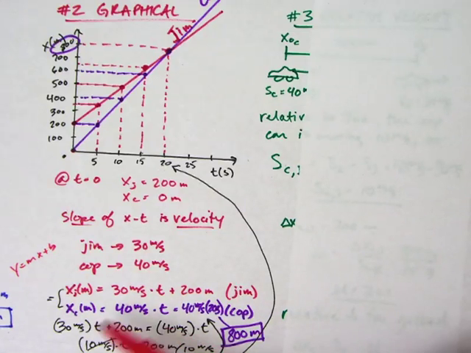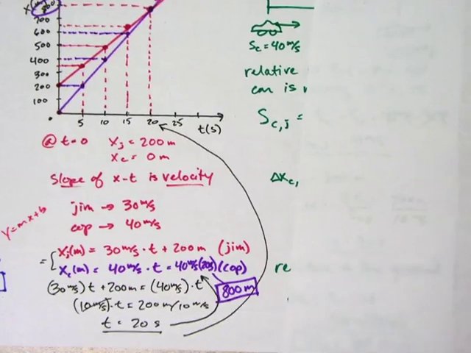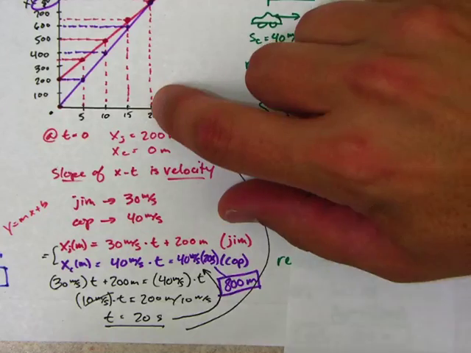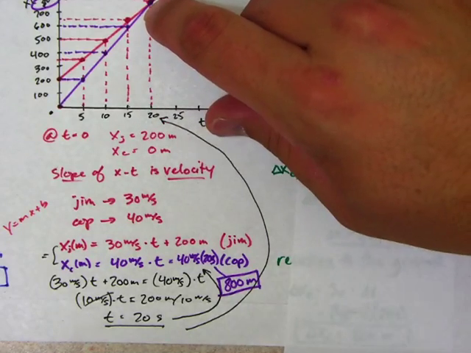Now notice this algebra is a little bit easier than what we did with the substitution. Sometimes using a graphical approach can give you a little bit of an easier bit of math to do if you can visualize this well. If I simplify this, I get a time of 20 seconds. So at time 20 seconds, the two lines intersect.